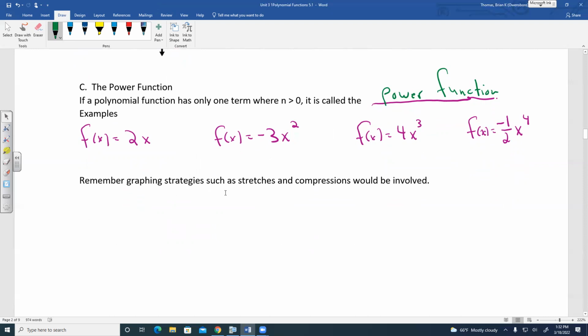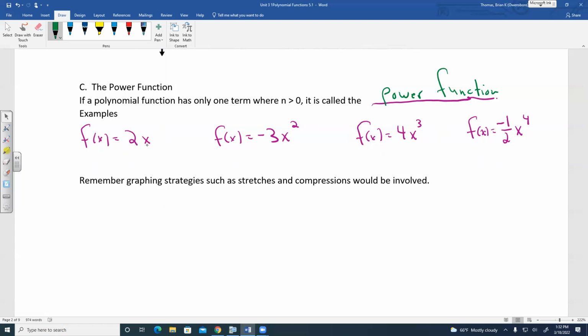So remember, graphing strategies such as stretches and compressions would be involved still. So keep that in mind. This multiplication of 2 is going to kind of make the graph vertically stretched. So notice how the graph gets steeper. It gets pulled further away from the x-axis. Where I have this negative 3x squared, notice how this negative 3, it's going to do two things. The negative is going to make it open down, and the 3 is going to, again, vertically stretch it.